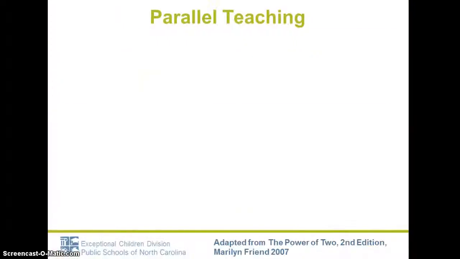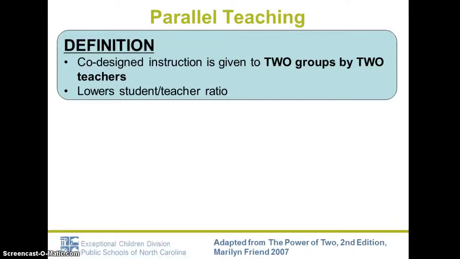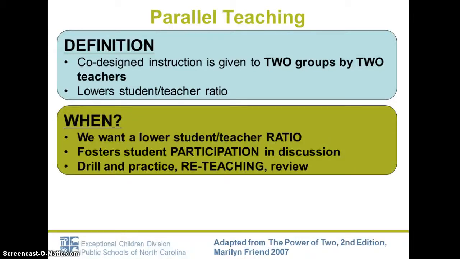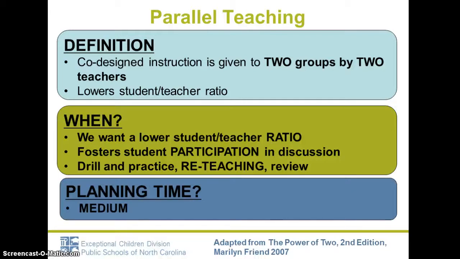So parallel teaching occurs when co-designed instruction is given to two groups by two teachers. Parallel teaching lowers the student-to-teacher ratio. You would want to use parallel teaching when you want to lower the student-to-teacher ratio, when you want to foster participation from the students, when you need to drill and practice, review information, or need to reteach information. And this requires a medium amount of planning time.